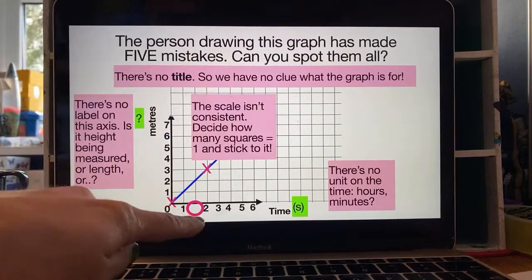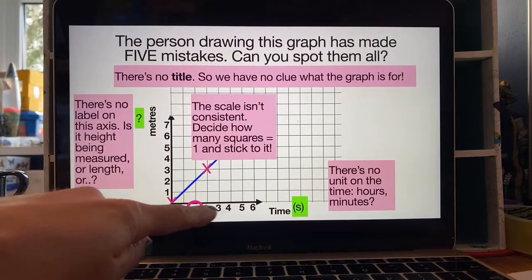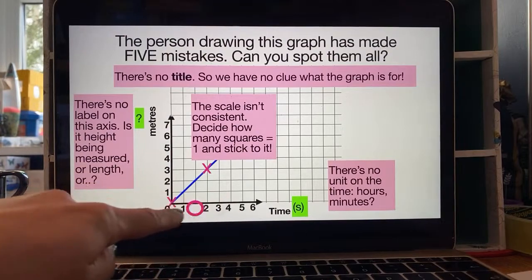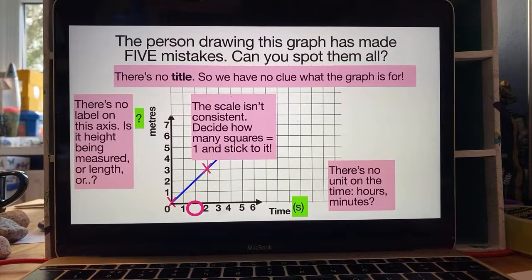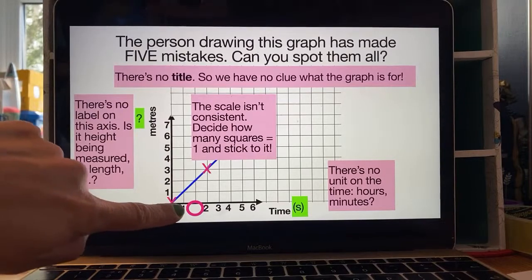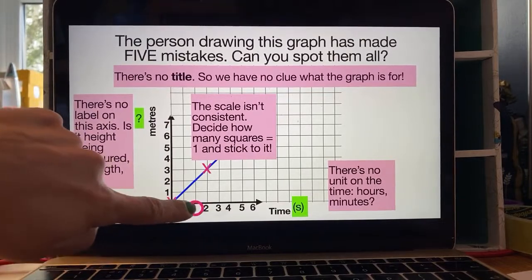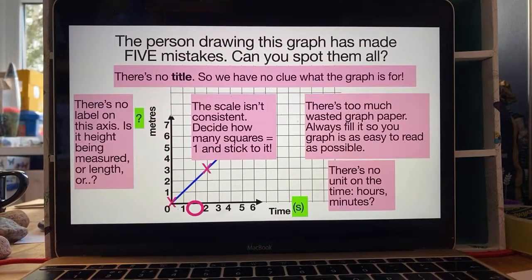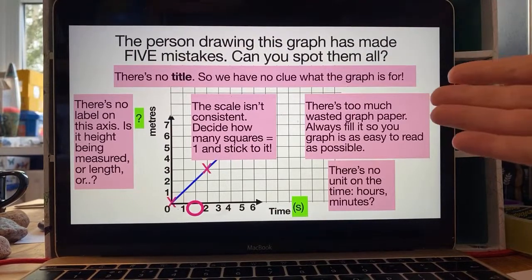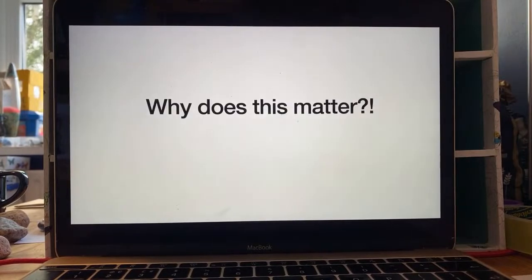And also, the scale absolutely has to be consistent. This is a weird one to get your head around, but you've really got to decide how many squares on your graph paper equals 1 or whatever, and then stick to it, because otherwise the graph is not correct. It's not reading correctly, right? Like you've said here that 1 square is 1 and 1 square is 1, but this square equals 2, but reading that graph, you wouldn't know that. So that would not be good. And finally, this is a sort of teacher gripe, but it does make it easier to see and do maths on if you need to do a gradient that we'll do later. There's too much wasted graph paper here. You've got to always fill it so your graph is as easy to read as possible.